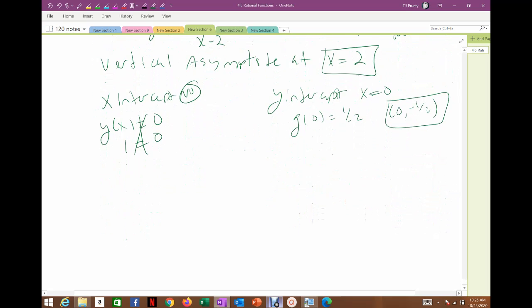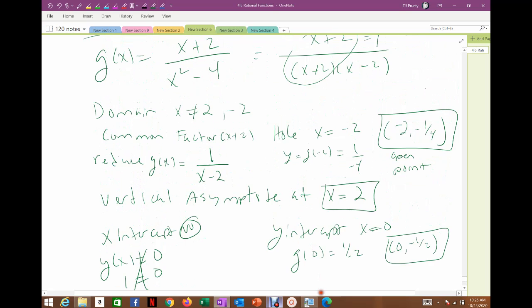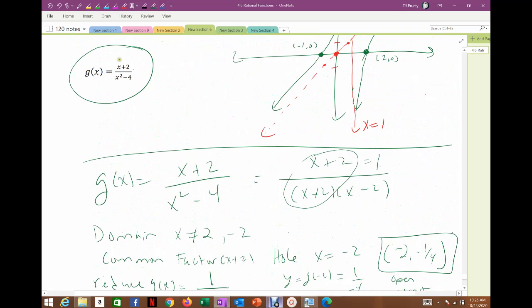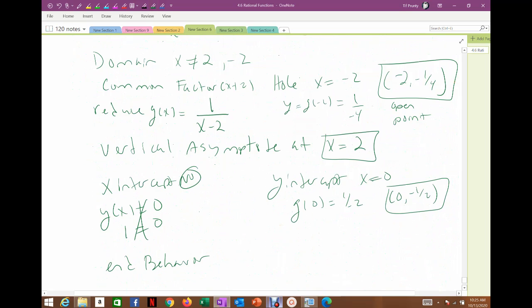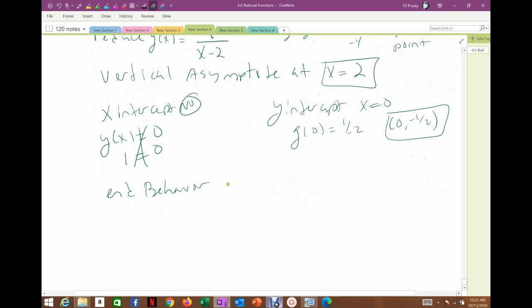All right, then the last thing is my end behavior, right? End behavior, which I look at my degree. So if you go back to the original function, the degree of the numerator is less than the degree of the denominator. So this is the approaching 0 case, right? My function, if I plug in bigger and bigger values, fractions get smaller and smaller. And so the end behavior is I have a horizontal asymptote at y equals 0, or better known as the x-axis.